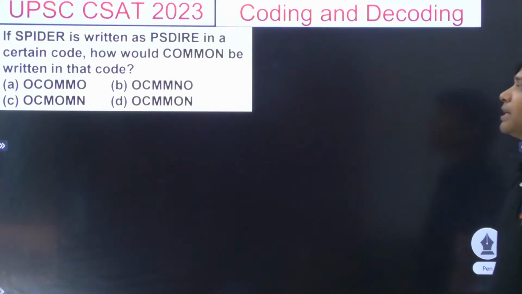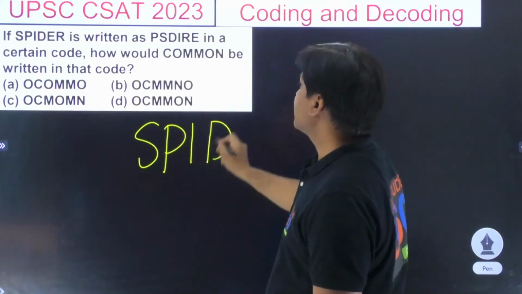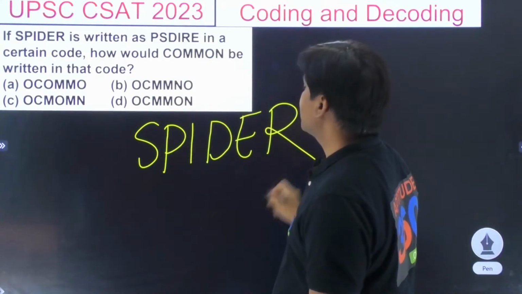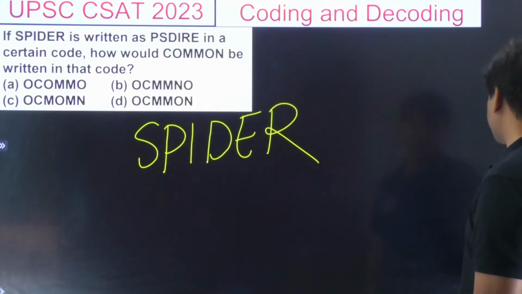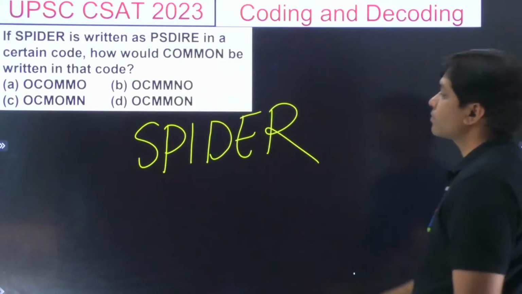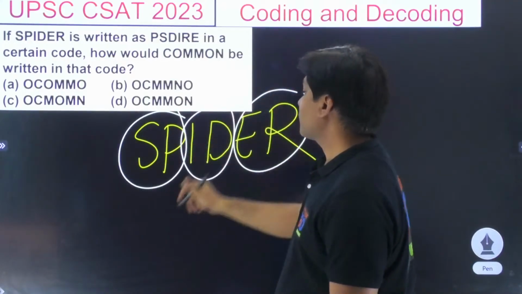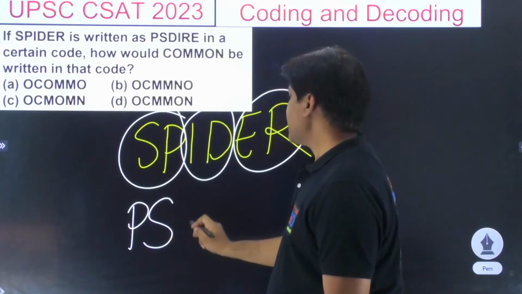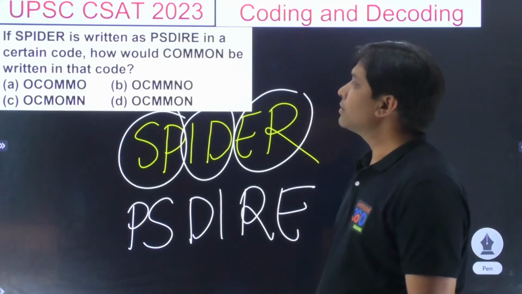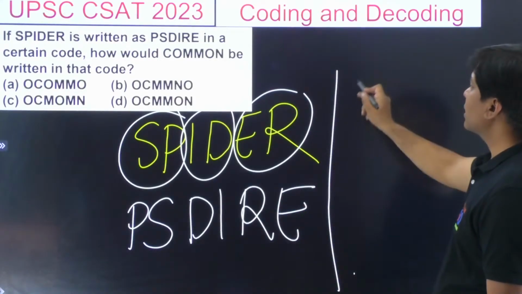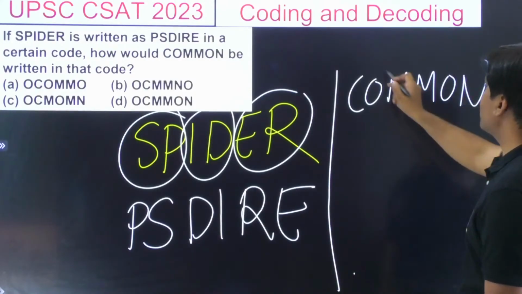Spider is written as PSTIR. SPI. What is happening here? PSDIRE. So this is going to be what? Commando. No, sorry, common. So in case of common, COMMON.